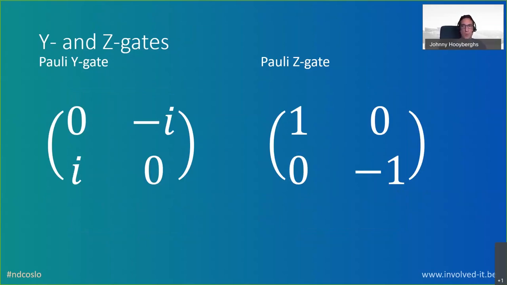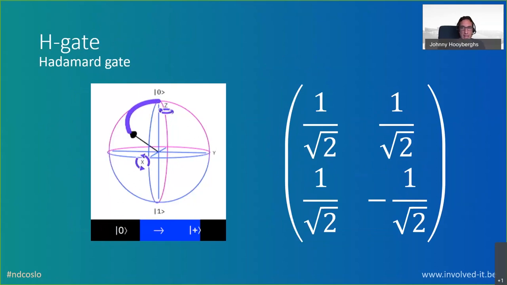These are the matrices that you can use to do these specific operations by hand. For the Y gate, you're going to use i because of complex numbers, and basically you want your vector to point in the right direction. The Z gate looks like an identity matrix, but it has minus one in the bottom right-hand side. Then there are some more interesting gates. There's the H gate, or Hadamard gate, and this is a very important gate. This one puts a qubit in superposition or takes it out of superposition.